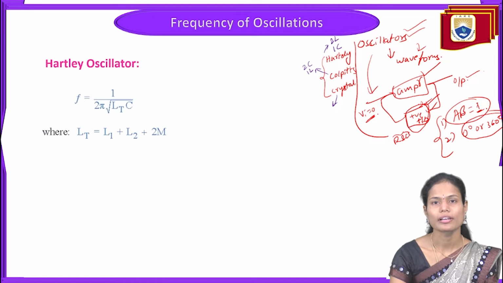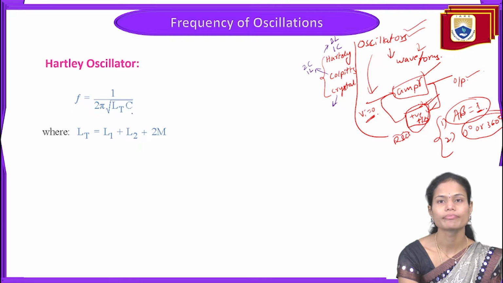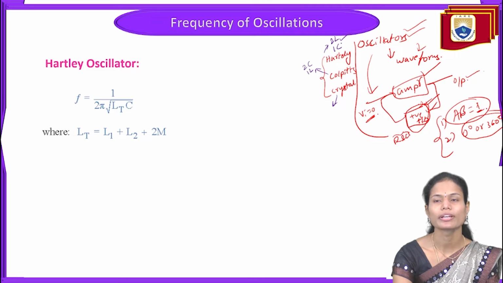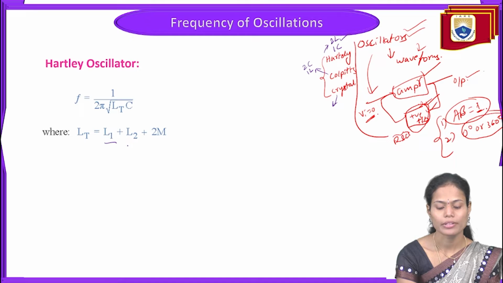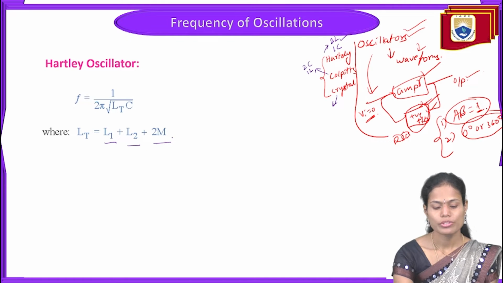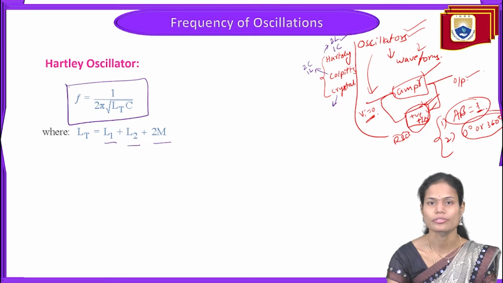In the Hartley oscillator, the frequency of oscillation formula is 1 by 2 pi under root of LT into C, where LT is the total inductance. Why? Because we have two inductances in the Hartley oscillator, so we take the sum of the two inductances, L1 plus L2 plus 2M, where M is the mutual inductance provided by the two inductors L1 and L2. So this is the formula in the case of the Hartley oscillator to find the frequency of oscillation.